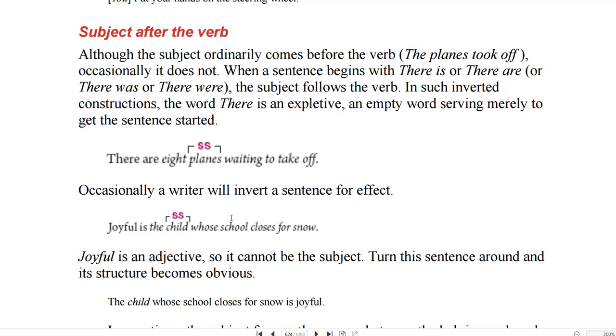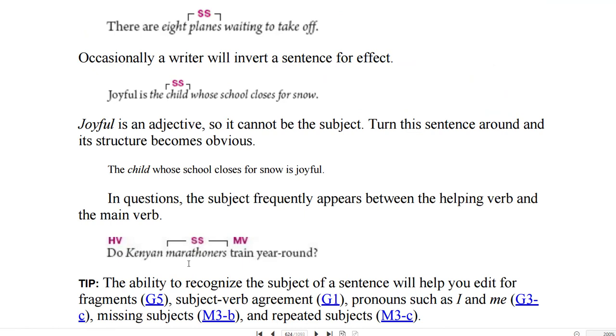Occasionally, a writer will invert a sentence for effect. Joyful is the child whose school closes for snow. So child is the simple subject. Joyful is an adjective. It cannot be the subject. Turn the sentence around and its structure becomes obvious. The child whose school closes for snow is joyful.